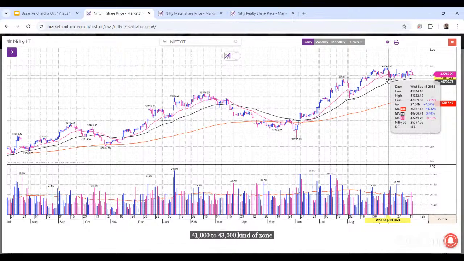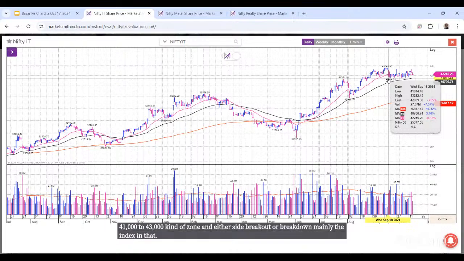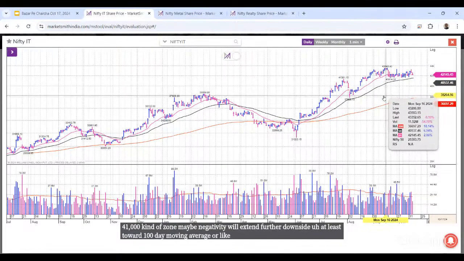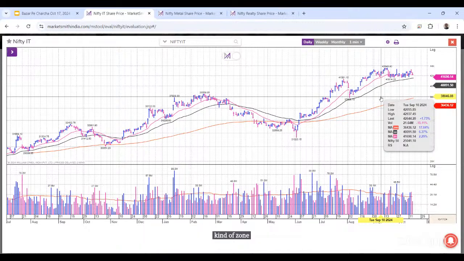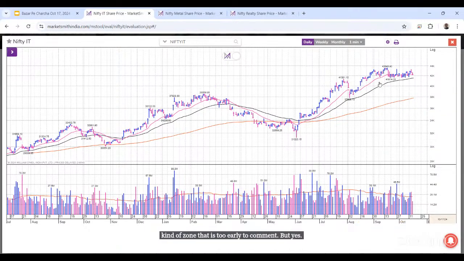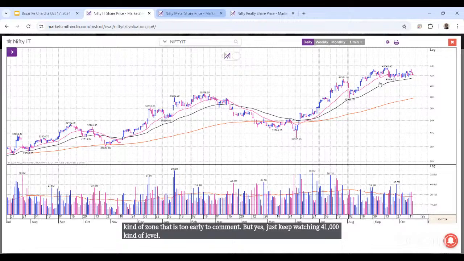And either side breakout or breakdown may lead the index. And I would suggest following a cautious approach. Falling below the 41,000 kind of zone, maybe negativity will extend further downside, at least toward the 100-day moving average, or this particular price cluster toward 40,000 to 39,000, or maybe 38,000 kind of zone. That is too early to comment. But yes, just keep watching the 41,000 kind of level in this index.